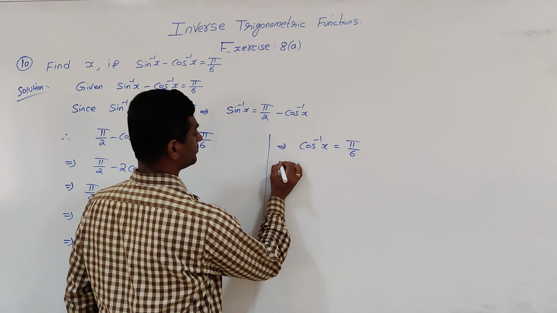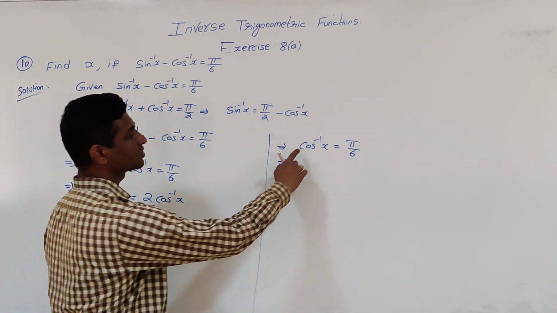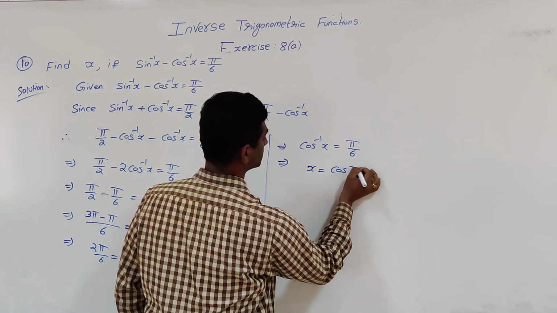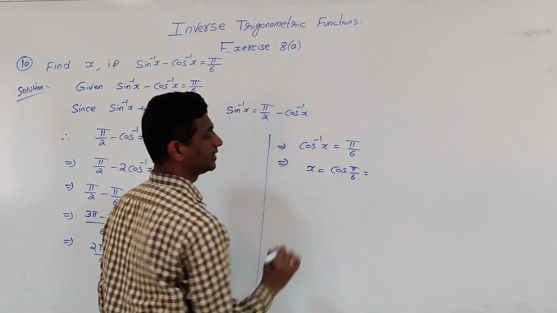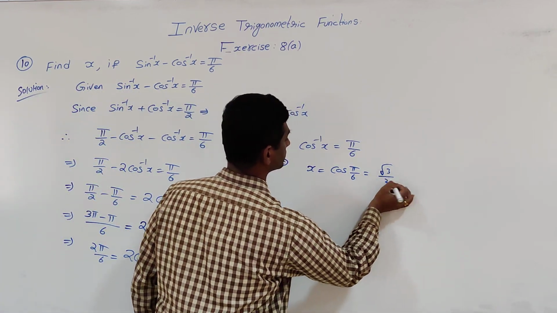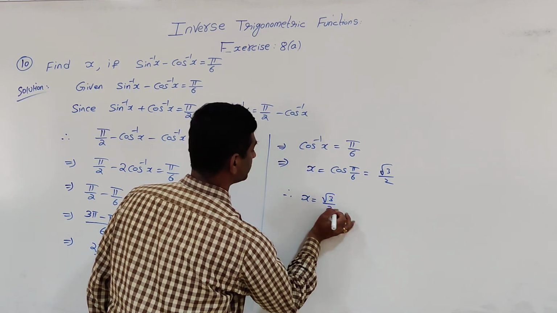But we are interested to find what is the value of x. As cos inverse of x is pi by 6, x is equal to what? Cos pi by 6, that is cos 30. And what is the value of cos 30? It is root 3 by 2. So therefore x is equal to root 3 by 2 is the value.